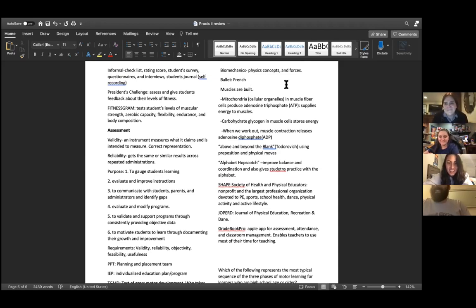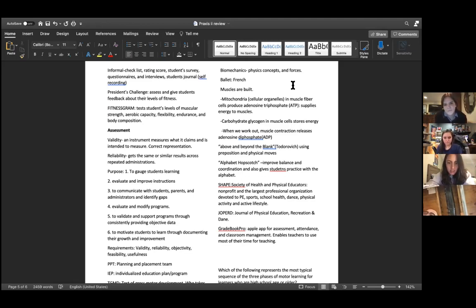Biomechanics. Physics concepts and forces. Muscles are built, mitochondria, cellular organelles in muscle fiber, cells produce adenosine triphosphate, ATP, which supplies energy to muscles. And then carbohydrate, glycogen in muscle cells stores energy. When you work out, muscle contracts, and contraction releases adenosine triphosphate, ADP.